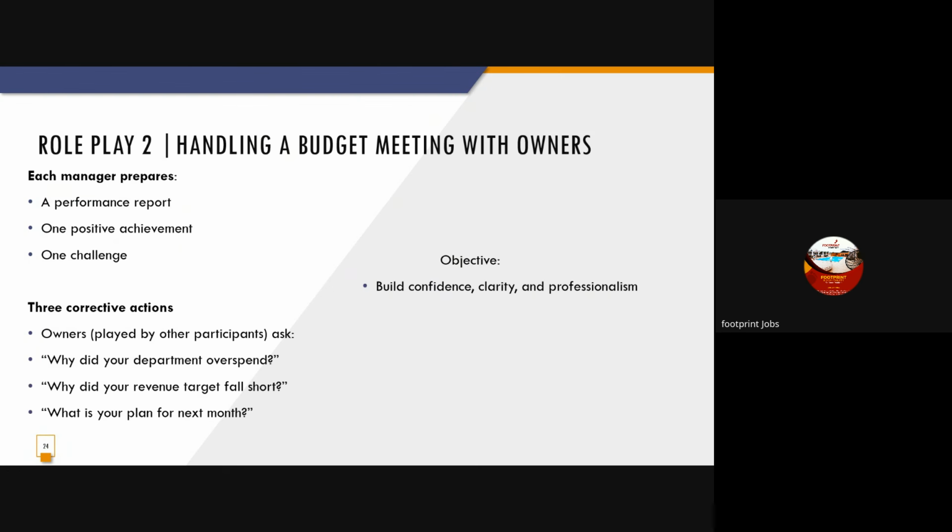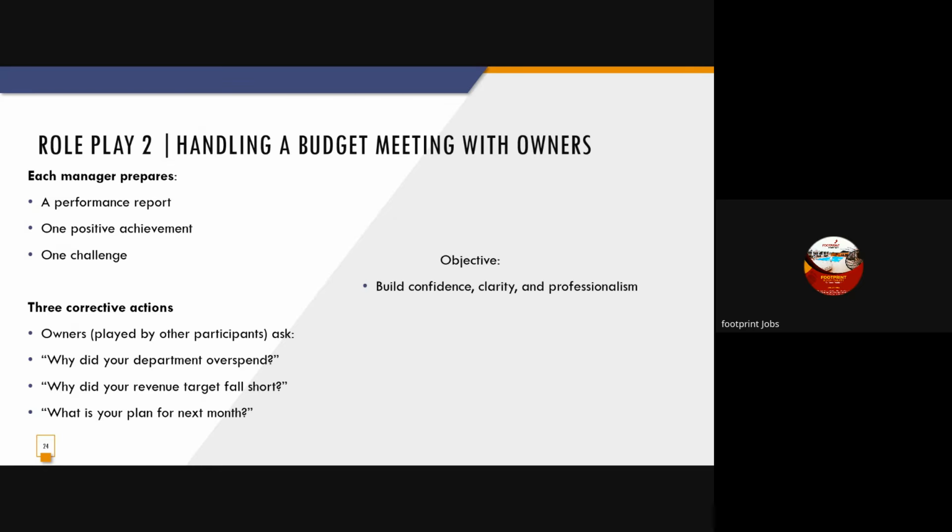Now, it is after then that you move to challenge, because yes, there needs to be a good thing that the brand has done. It cannot be every time bad. So performance report, positive achievement, 1 challenge, then 3 corrective actions. Now, this is supposed to be a role play. So this particular one, we will take this one out. But this is how your budget is supposed to be.